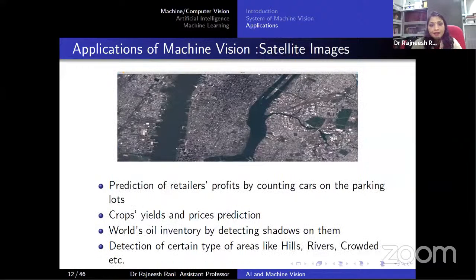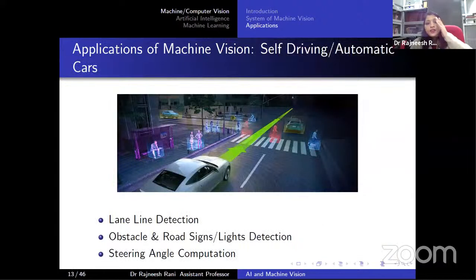Next is satellite images. For satellite images, you can take any image from the aerial view and, for example, guess how many cars are present in a parking lot. Similarly, crop yield and price prediction. Similarly, the world's oil inventory by detecting shadows on the tanks. So these are a number of applications in which machine vision is used.